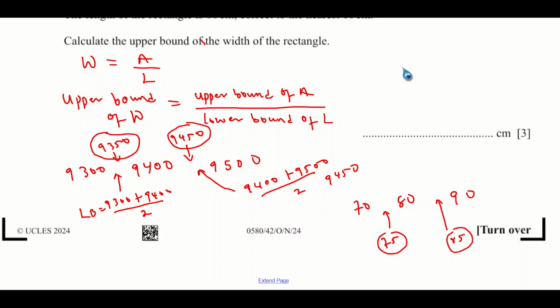Okay, it will be equal to the upper bound of the area, so the upper bound of the area is 9450 divided by the lower bound of the length, that will be 75. So that will be equal to 126. So that is 126 centimeters. Okay, so it's pretty easy when you do it like this. Okay, so let's go to the next question.